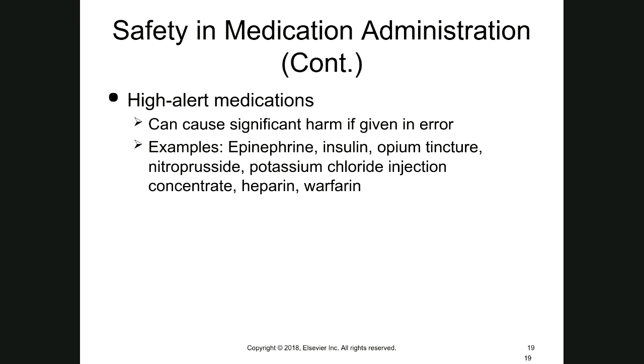Now, here with high alert medications, they can cause significant harm to a patient. If a high alert medication is given in error, it can have a major effect on the patient's organs. Examples here: ephedrine, that can really speed up the sympathetic nervous system. Insulin, if given in the wrong dose, can kill a person. It's very important to know these medications. These are very important medications to know.